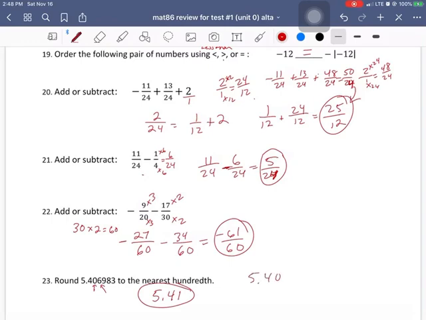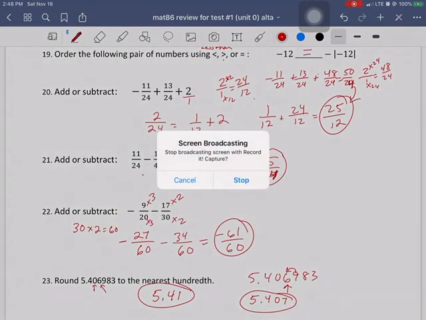Just to practice, what if they ask about the thousandth place? The thousandth place is here. So this 9 says to move this up, so 5.407 would be rounded to the thousandths place. Okay. All right, we'll do another video for the other page.